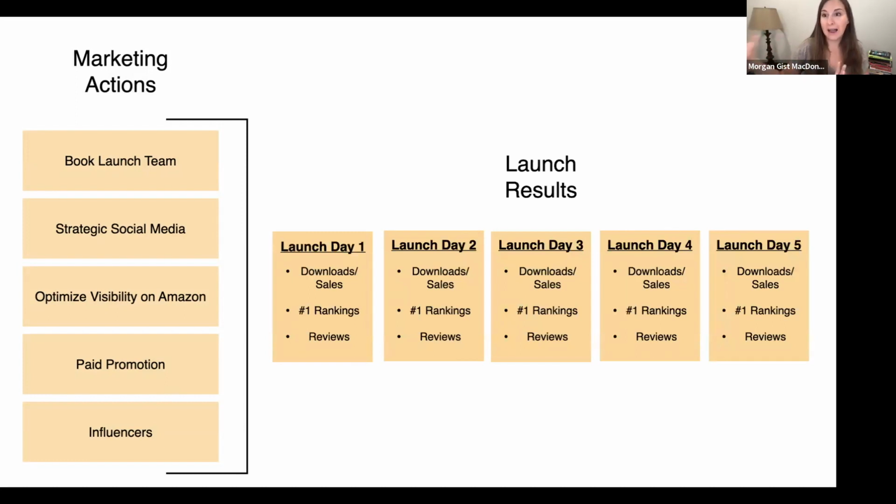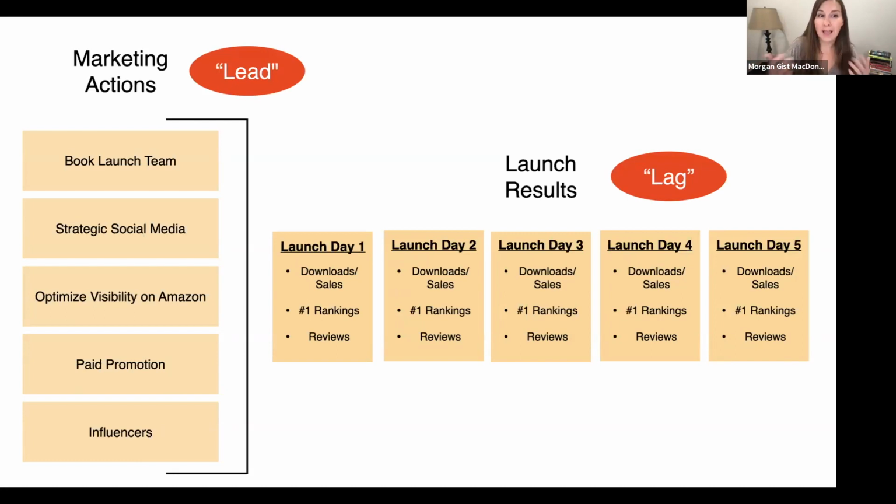So this is how I think about results for a book launch. We do a book launch that has a 5-day window where we are pushing everything we've got into these 5 days. And every single day, we're looking at those lag indicators. We're looking at downloads or sales, number 1 rankings, and the number of reviews that are coming in. So for our purposes, the marketing actions are our lead indicators and our launch results are the lag indicators.